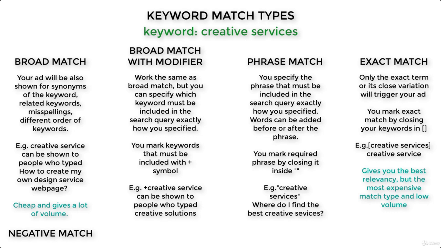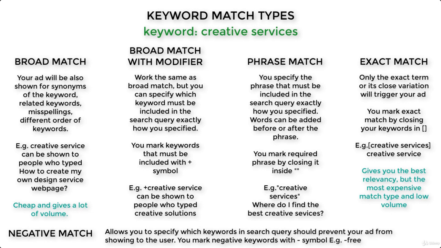The last match type is negative match type. If you use match types other than exact match type, you should specify which keywords used in a query should prevent your ad from showing to the users. These can be keywords like free, tutorial, YouTube, and others that are not relevant to your business. You mark negative keywords by placing a minus sign before them. For example, even if we specified creative services as phrase match, but we added free as negative match type, our ad will not be shown in front of the user who entered into the Google search bar, "Where can I find free creative services?"